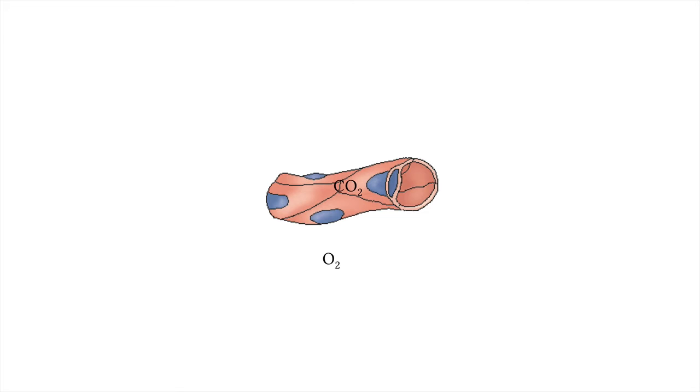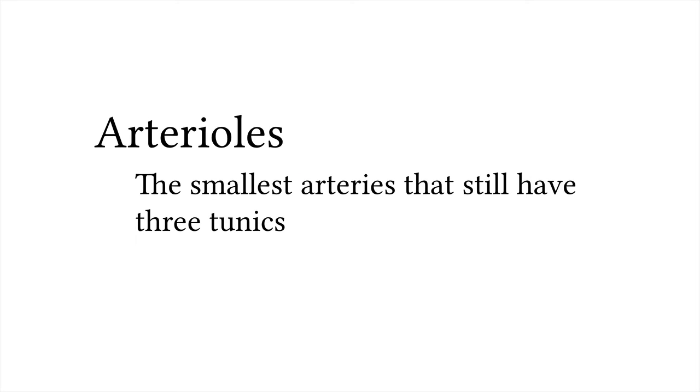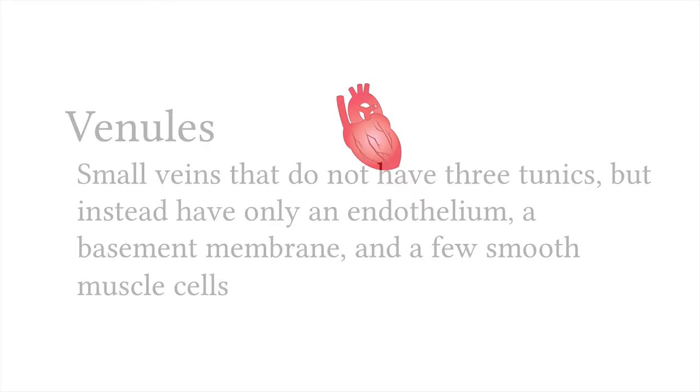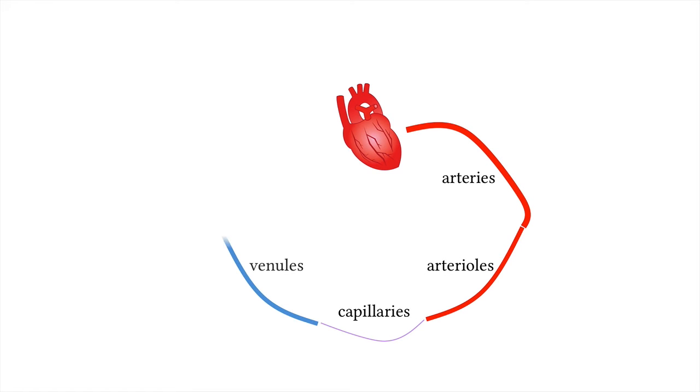Now, there are also two other types of blood vessels. Arterioles are the smallest arteries that still have three tunics. They are located between the arteries and the capillaries. Venules are small veins that do not have three tunics, but instead have only an endothelium, a basement membrane, and a few muscle cells. And like arterioles, venules are found between capillaries and veins. So, in systemic circulation, blood travels out of the heart, through arteries, then arterioles, then capillaries, to venules, veins, and back to the heart.